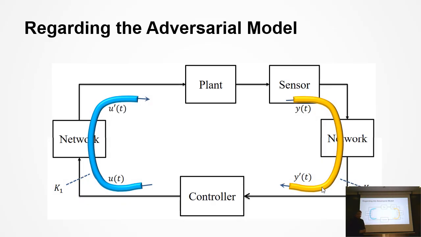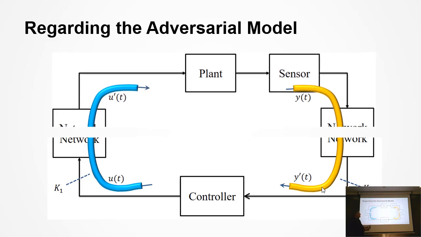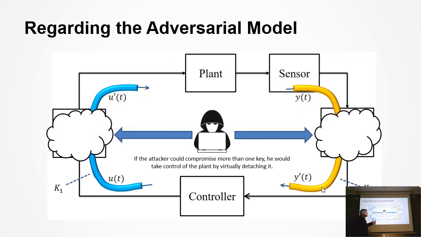Why not both? Because if an attacker is so powerful to take control of both these 2 links, then it can virtually detach the controller from the plant and pretend to be a decent and benign plant to the controller and a benign controller to the plant. And there is no way we can detect something is wrong.